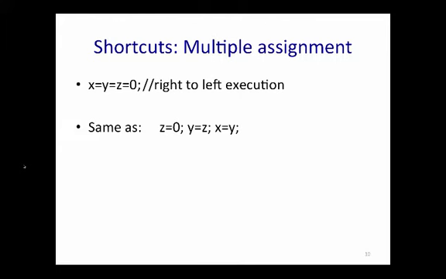Another shortcut is you'll sometimes see the same value assigned to multiple variables like this. So we're setting x, y, and z equal to 0. And in this special case, it's right to left execution, meaning first the operation is applied to z, the outcome is assigned to y, and that is assigned to x. But basically, the idea is you can assign the same value to multiple variables in the following way.